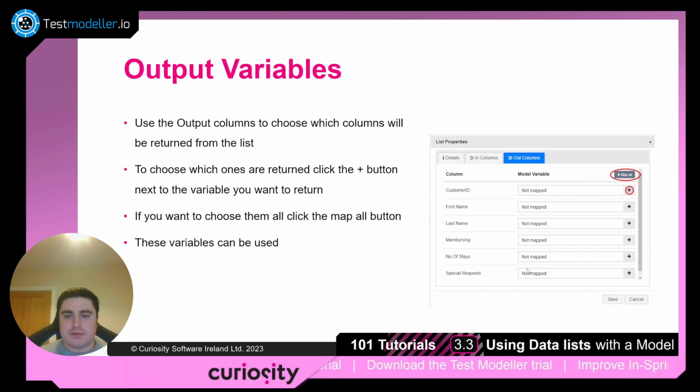We may want to return all of the data within the list. Click the Map All button. Or it might be first name and last name from our data. Click the plus button here and here to return these. This data can then be used throughout our model.